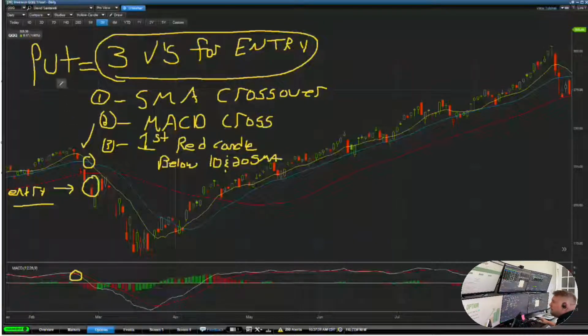Now, obviously with a put, you make money as the stock goes what? Down, right? So as the stock goes lower, you make money. Well, guess where your stop is with our trade plan? Your stop is going to be that first green candle with its body above the 10-day simple moving average. So right here, that is your exit.